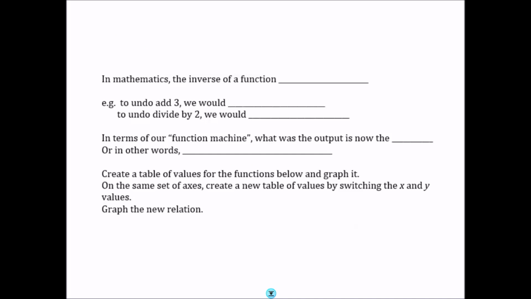So let's start with a few definitions and explanations. In math, the inverse of a function undoes the original function. For example, to undo adding 3, we would subtract 3. To undo dividing by 2, we would multiply by 2.